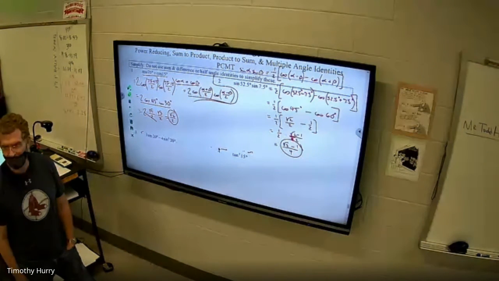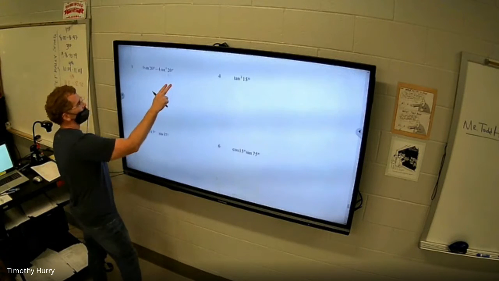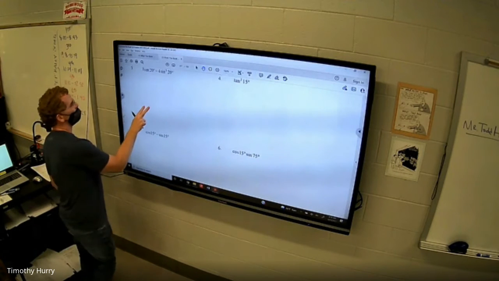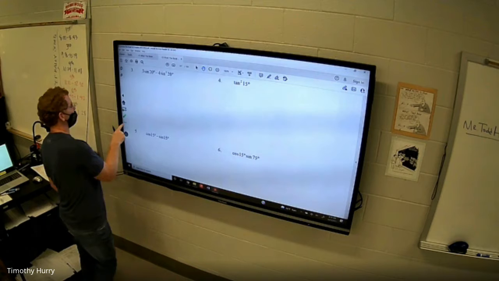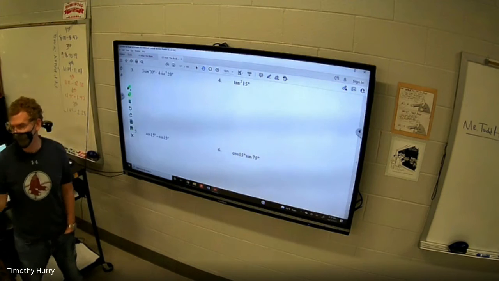Are you seeing that? Right here. 3 sine of 20 minus 4 sine cubed of 20. Look familiar? If it doesn't, guess why? You don't know your identities yet.